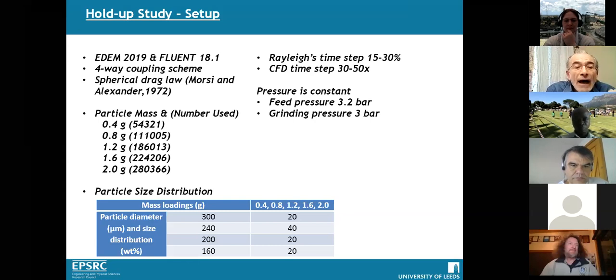So for the holdup, we changed the mass of particles in the system from 0.4 to 2 gram, and the corresponding numbers that we use in simulations are given there. And then for the particle size distribution, we give it in the table below. So roughly varying from 300 micron to 160. So these are basically the feed particle sizes, and the percentages on a weight basis are given at the right-hand side.